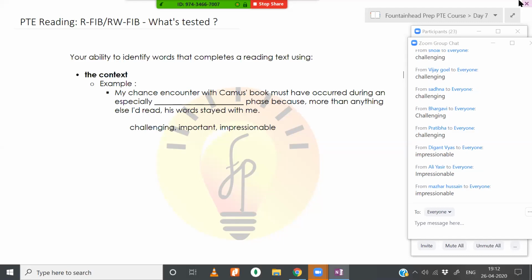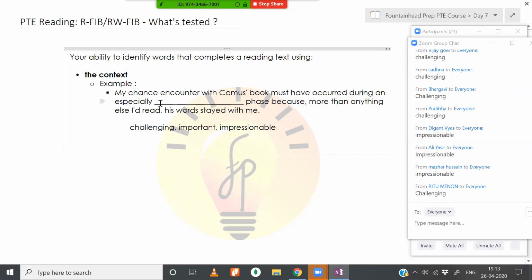Okay, I can see many of you have answered it as challenging, and some of you have answered it as impressionable. Can we have a few more answers? Okay, Ritu, challenging. All right, Supan. Okay, so no one thinks that it's important. All right, so challenging and impressionable is what most of you have mentioned.